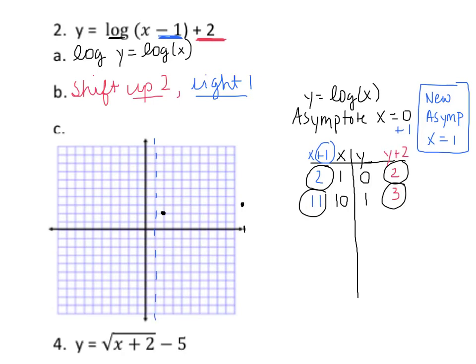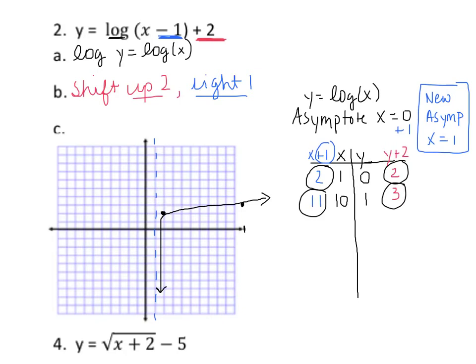And so when I draw this graph in, I want to keep in mind that there's an asymptote there. And so it's not going to touch or go through that asymptote. So here is our new log parent function. Let's just double check it. Did it really move up 2 and right 1?